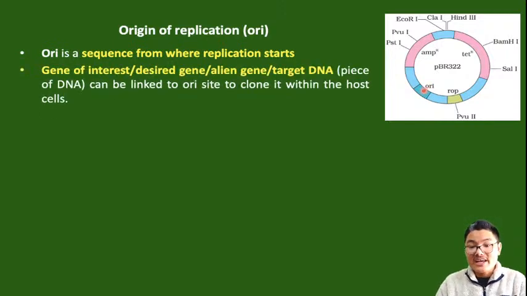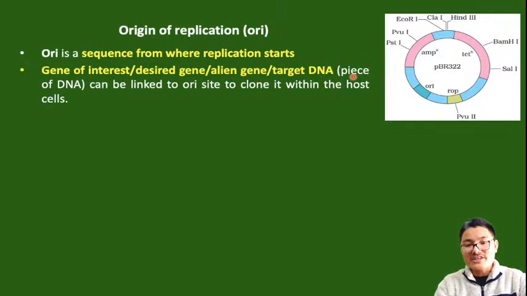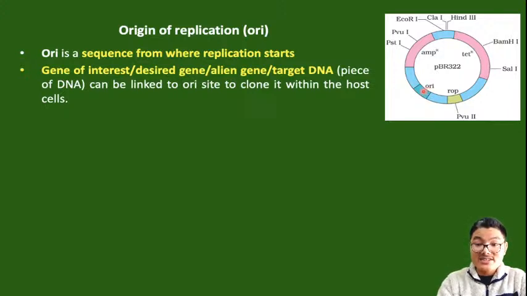And we can insert the gene of interest or desired gene, which is also known as alien gene, or foreign gene, or target DNA, right? That piece of DNA can be linked at the ori site. If we could link the gene of interest, desired gene or alien gene at the ori site, then there is easier cloning of that gene. As replication starts at this point, if we link the gene of interest here, there is surely multiplication of the gene of interest.